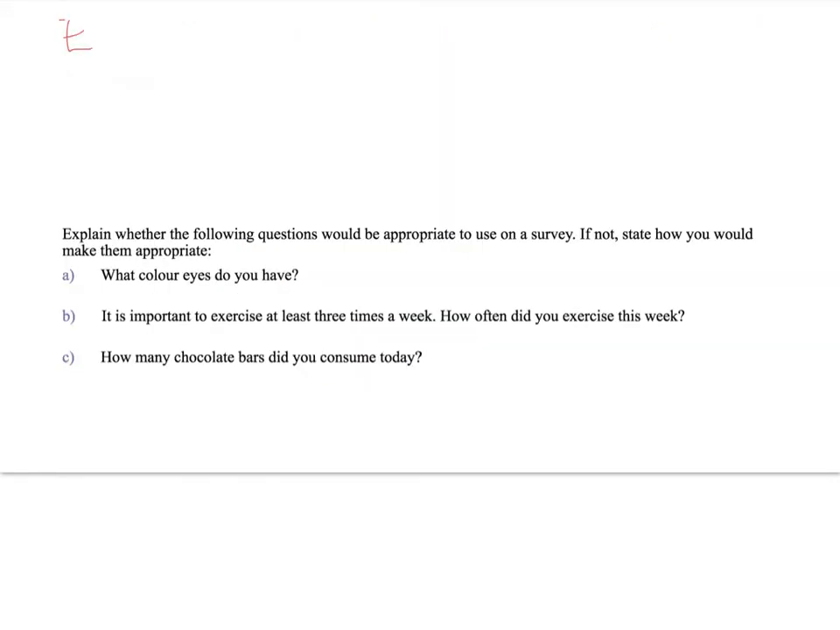Okay, so let's try an example. All right, we want to evaluate some survey questions. Explain whether the following questions would be appropriate to use on a survey. If not, state how you would make them appropriate. So, what colour eyes do you have? Wow, this question could lead to so many different responses because people's idea of eye colour may vary quite a bit. So we're going to go with not appropriate.